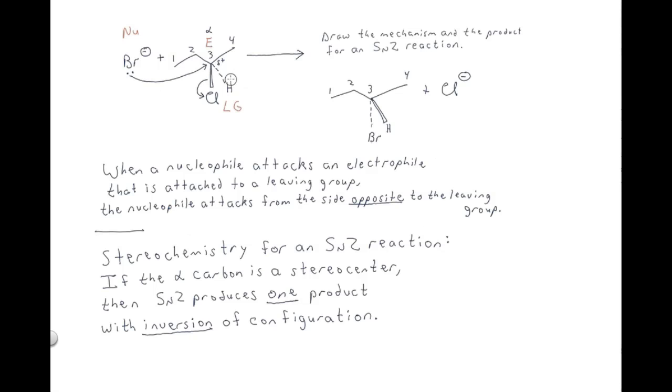The hydrogen started behind the page, but when the bromine attacked from behind the page, it pushed the hydrogen in front of the page. So the hydrogen ends up on a wedge. I hope you can see now why this is considered an inversion. You can clearly see how the geometry of the hydrogen is getting inverted. The hydrogen is getting pushed, inverted from behind the page to in front of the page.